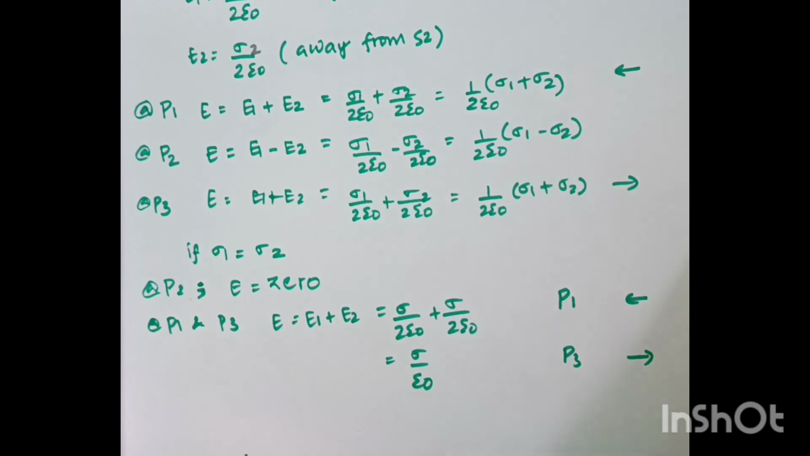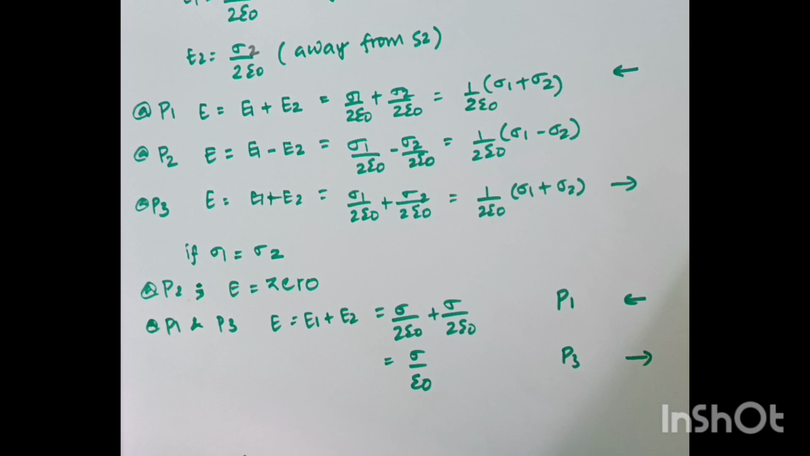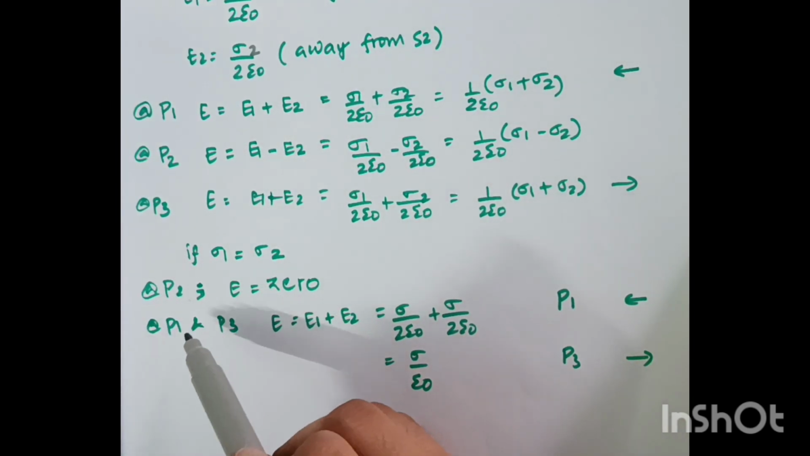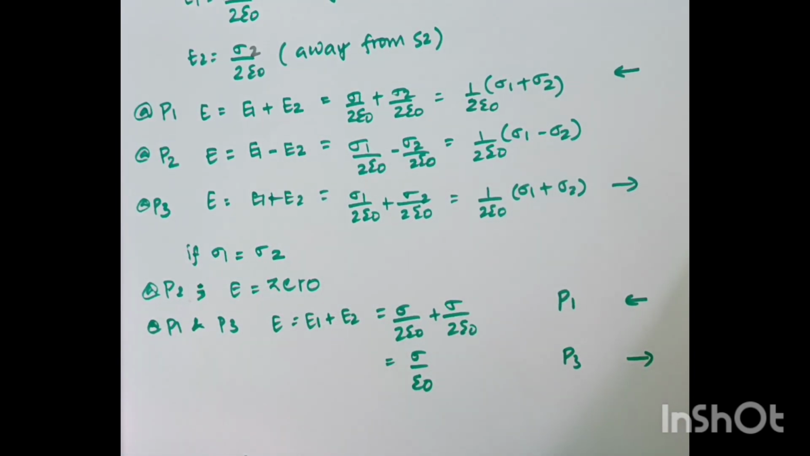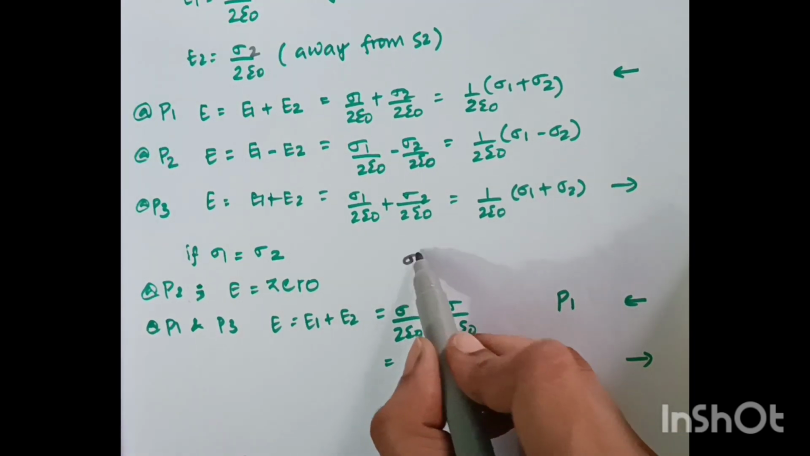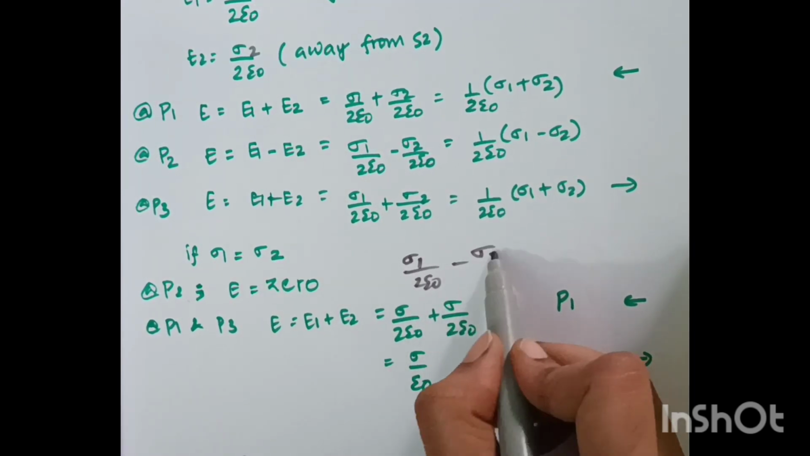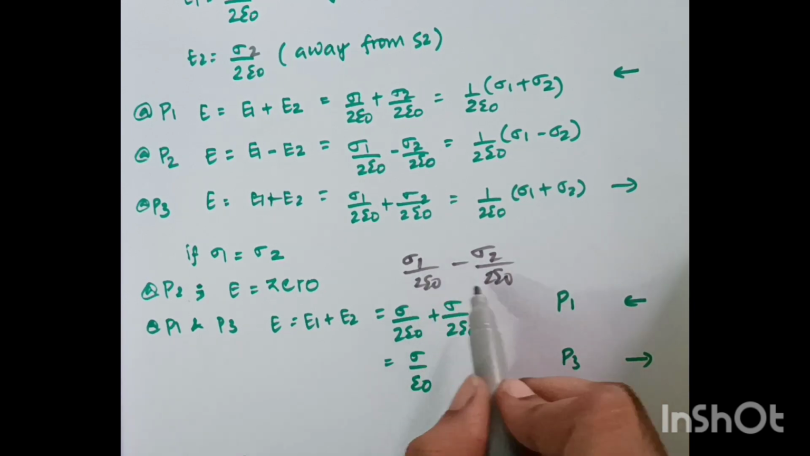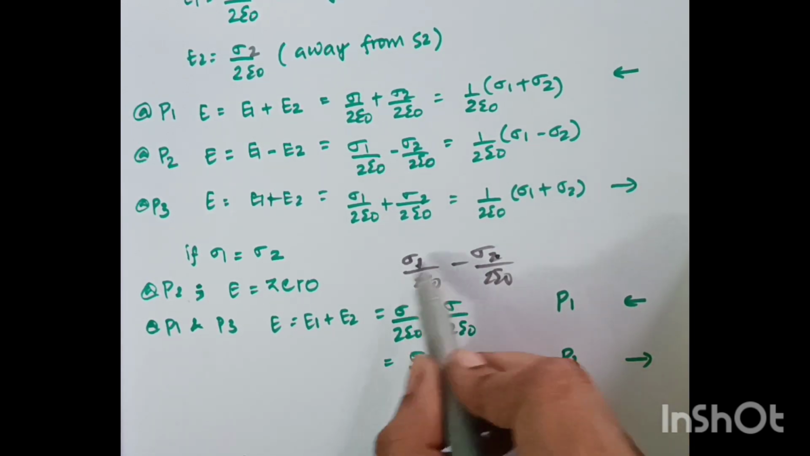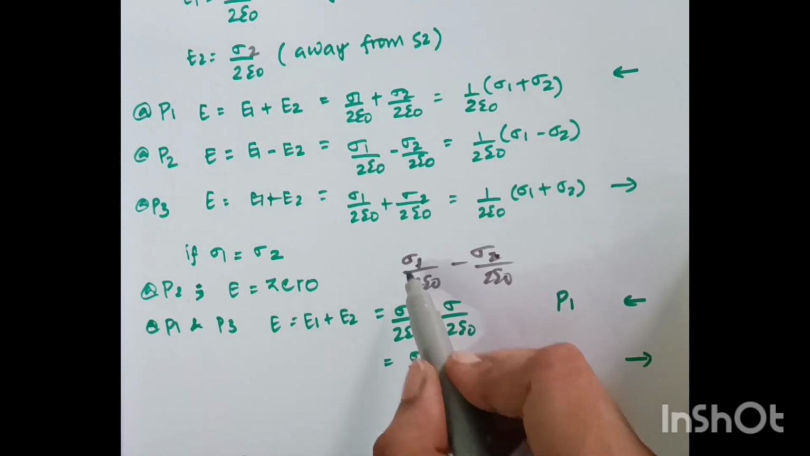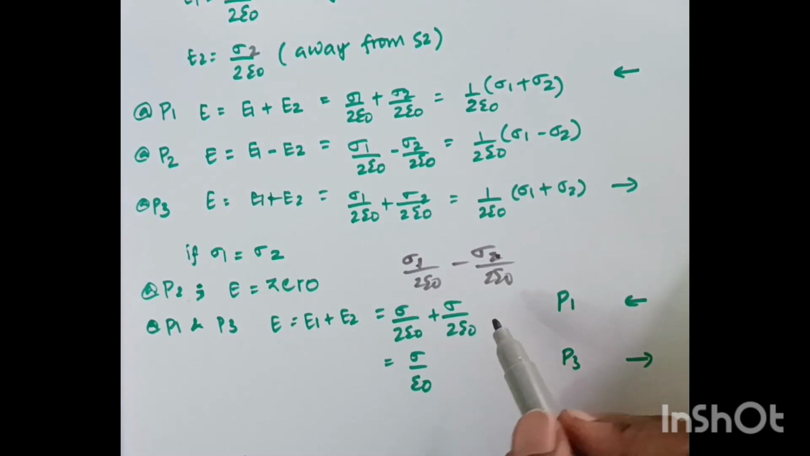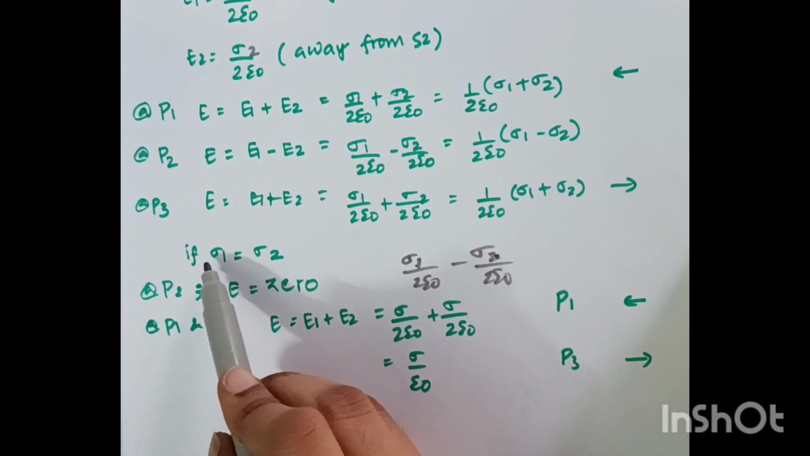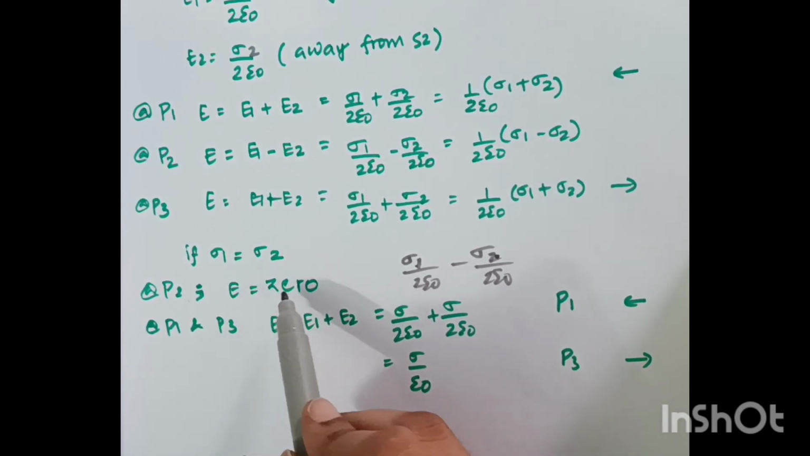Now let us see a special case: sigma 1 equals sigma 2. At point P2, which was in between the two sheets of charge, we have already seen it is E1 minus E2, that is sigma 1 by 2 epsilon naught minus sigma 2 by 2 epsilon naught. If these two are equal, what will be the field? It is 0, because sigma by 2 epsilon naught minus sigma by 2 epsilon naught is 0. So at point P2, if sigma 1 equals sigma 2, then the electric field is 0.